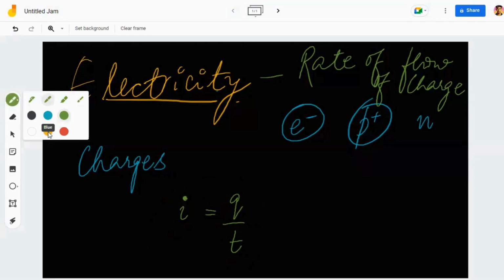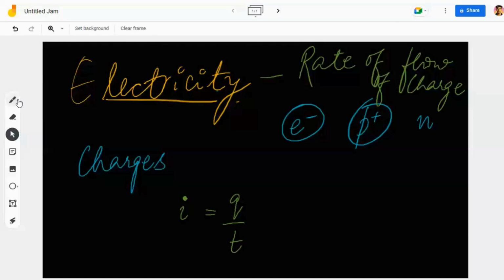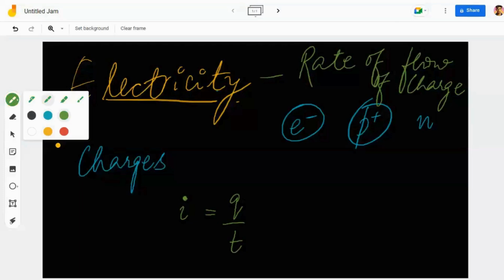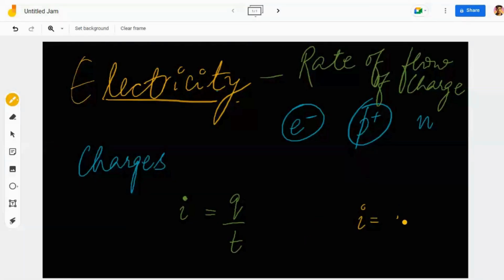Or in differentiation, tell me what can I write? With respect to differentiation, dq by dt.